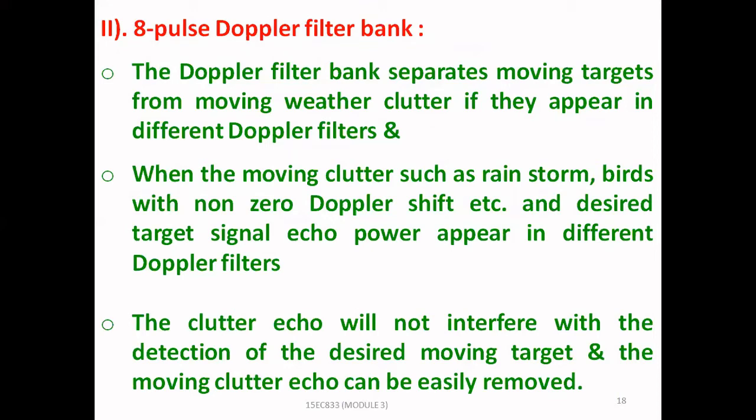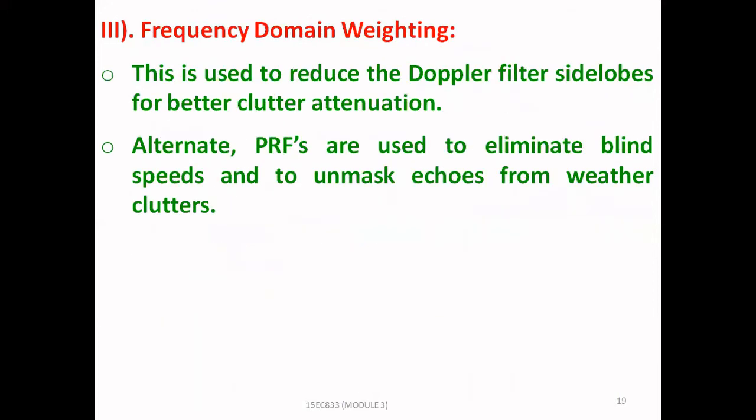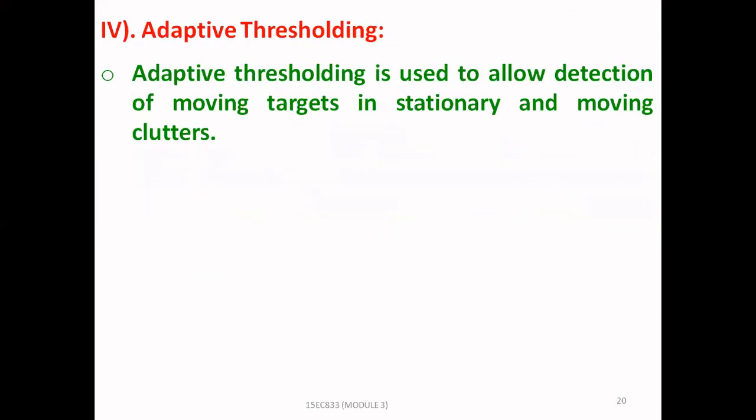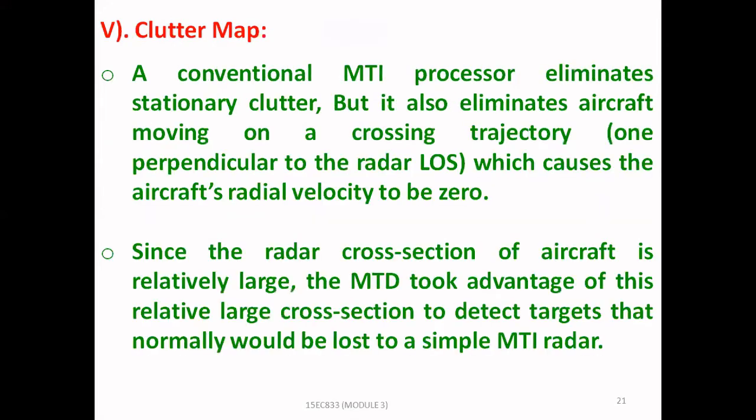The clutter echo will not interfere with the detection of the desired moving target, and the moving clutter echo can be easily removed. Next comes frequency domain weighting. This is used to reduce the Doppler filter side lobes for better clutter attenuation. Alternate PRFs are used to eliminate blind speeds and to unmask echoes from weather clutters. Adaptive thresholding is used to allow detection of moving targets in stationary and moving clutters.